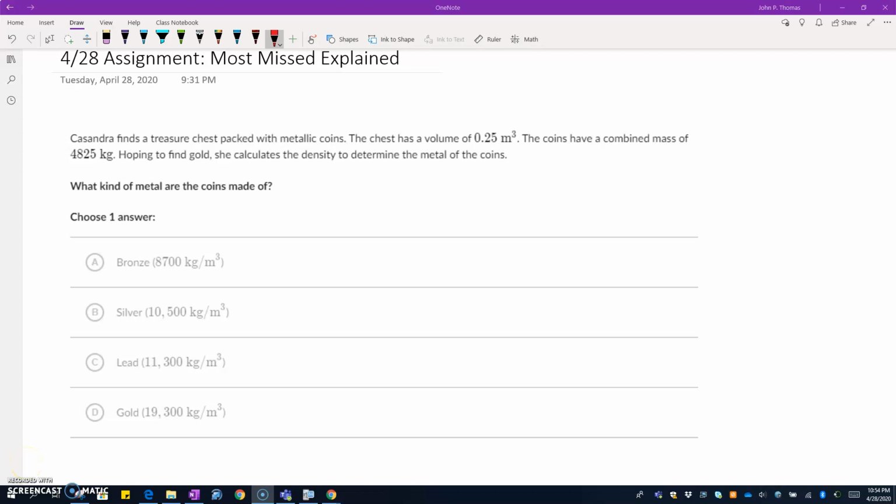All right, we're going to look at the most missed questions from last night's homework set. I think this was a pretty tough homework set, equally as tough as the word problems the night before.